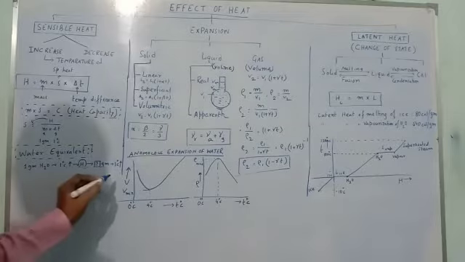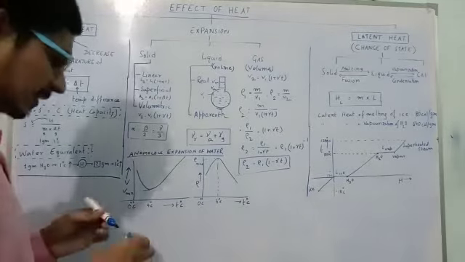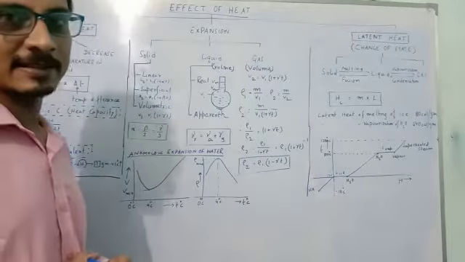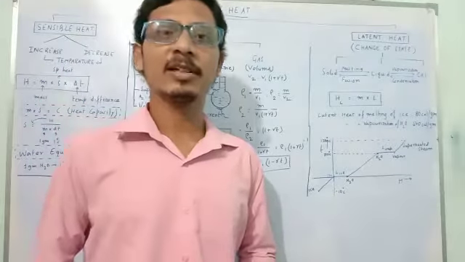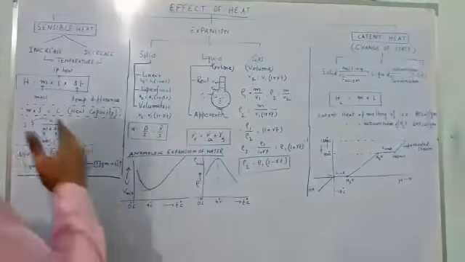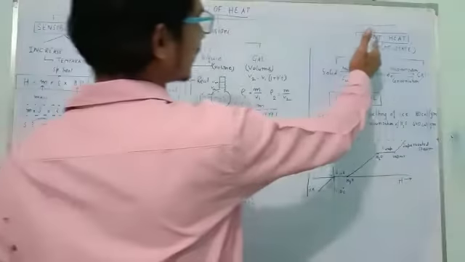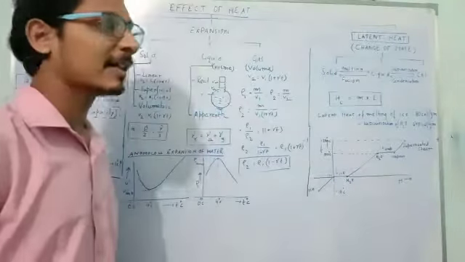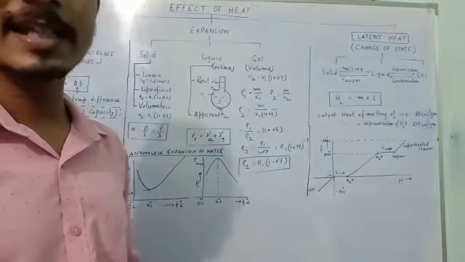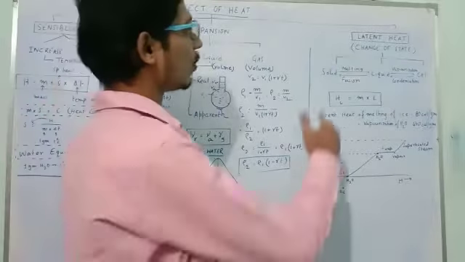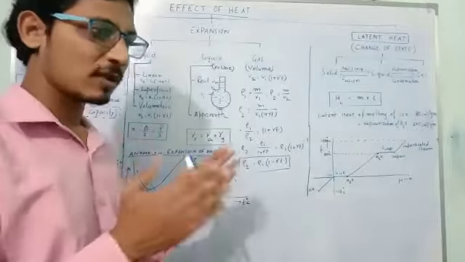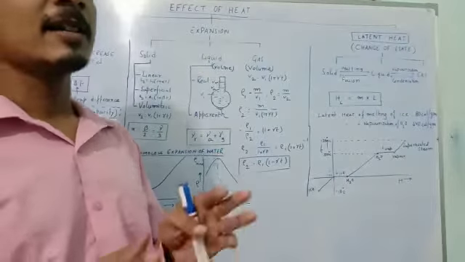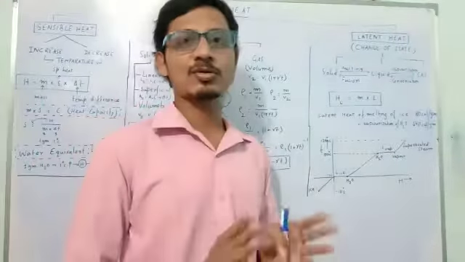So this is your sensible heat. That means we can sense the quantity of heat by the change in temperature. Another type of heat is latent heat. That means here there is no change in temperature. Only there is a change of state: solid to liquid, liquid to solid, liquid to gas, gas to solid.